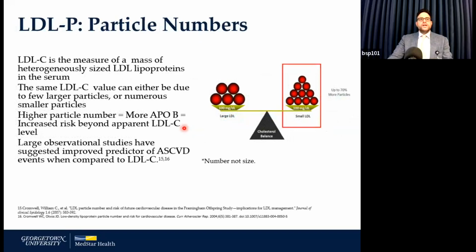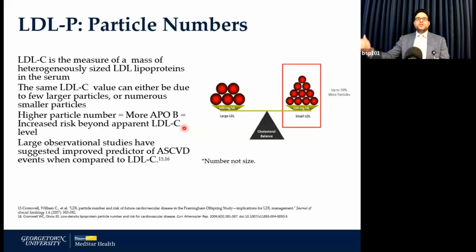And so when you're measuring LDL-C, it'll come to you in a mass. It's milligrams per deciliter. It's just a mass. And that mass can be a few large, fluffy particles, or a lot of small, dense particles with a lot of ApoB. And so even with the face value of an LDL cholesterol of 100, you can have more ApoB versus less ApoB. The higher the particle number, the more ApoB there is, the more the atherogenic risk.